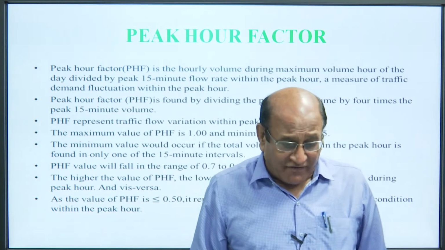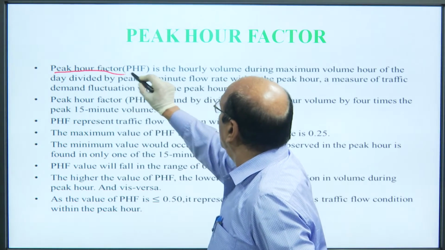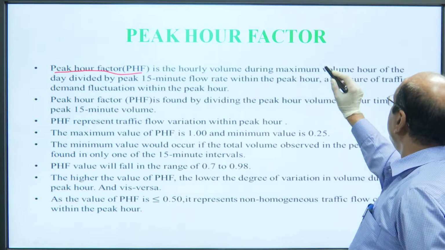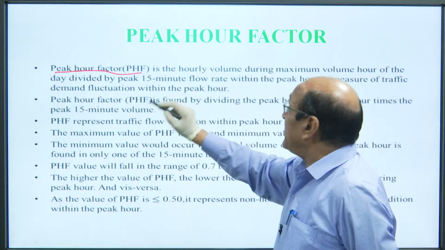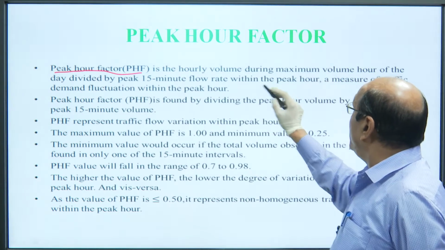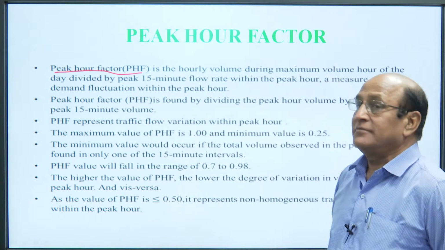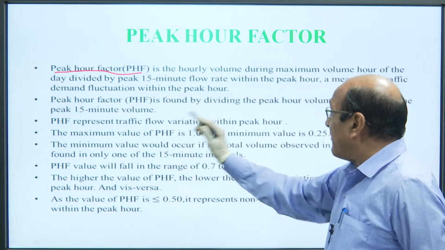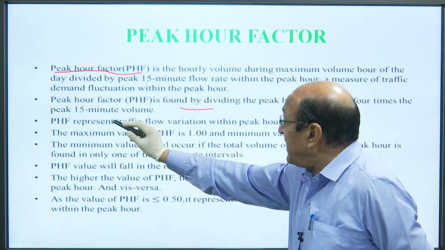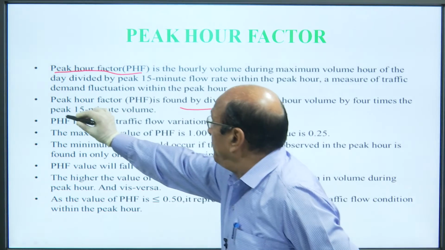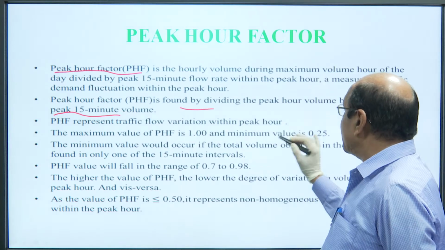Now, come to the peak hour factor. Peak hour factor is the hourly volume during the maximum volume hour of the day divided by the peak 15-minute flow rate within the peak hour, a measure of traffic demand fluctuation within the peak hour. Peak hour factor is found by dividing the peak hour volume by 4 times the peak 15-minute volume. Peak hour factor represents the traffic flow variation within the peak hour.